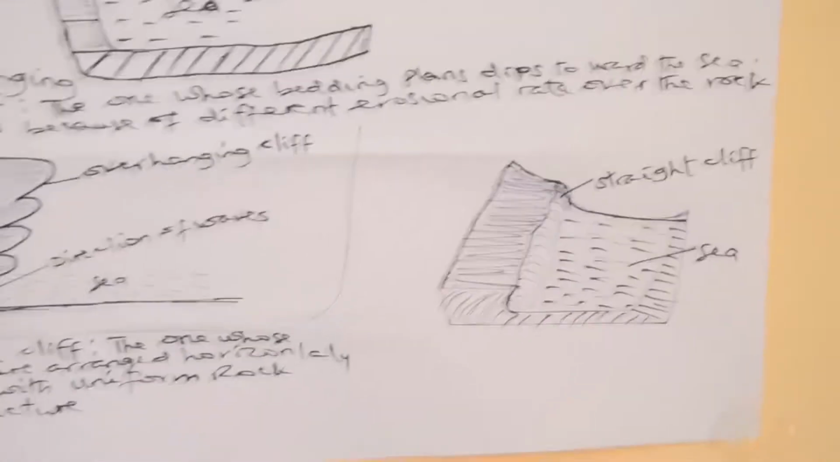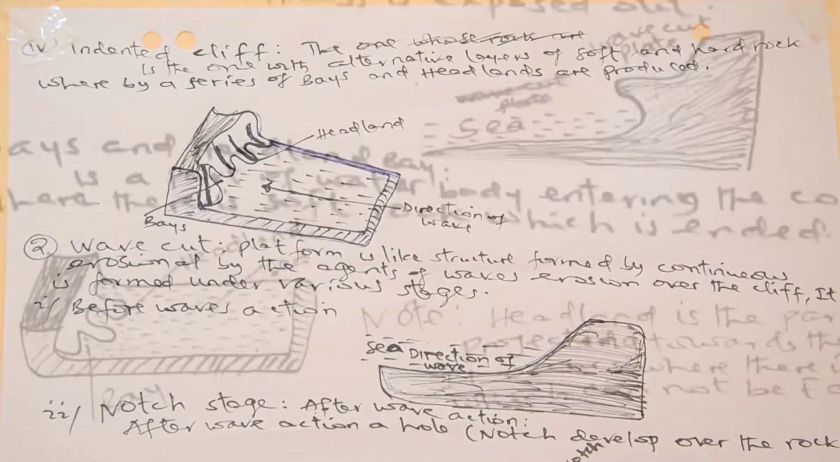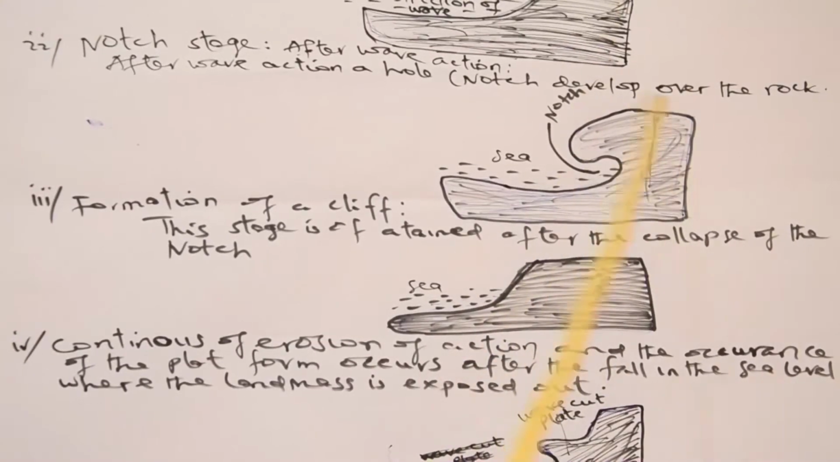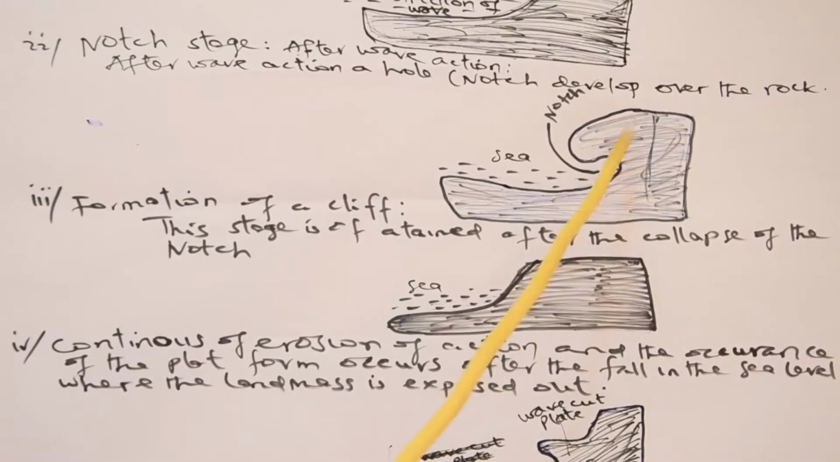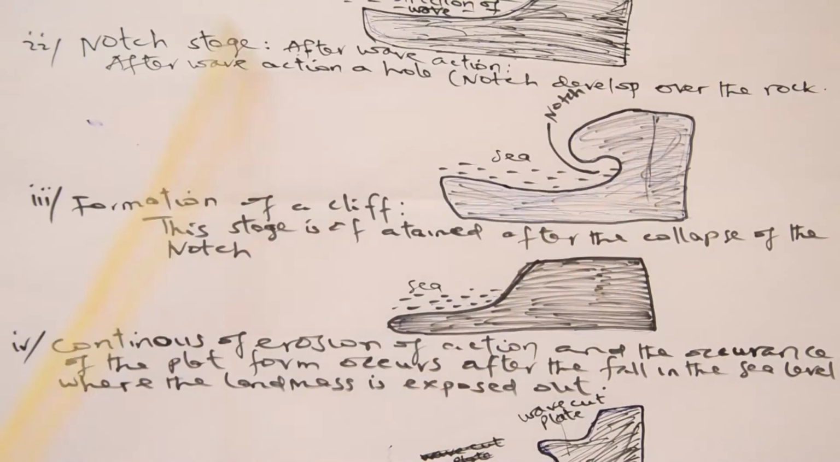Another is the indented cliff, which has an alternating lie of soft and hard rock, whereby the series can cause the formation of bays and headlands. Dear students, this kind of cliff is, for instance, likely to the cliff which is straight in nature. Another formation of cliff is attained after the collapse of the notches. Wherever the notch is cut off, it will remain at the normal level, or at the wave cut platform.